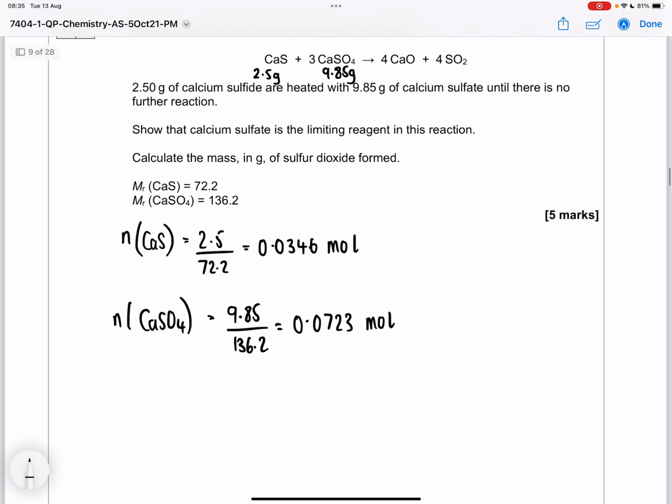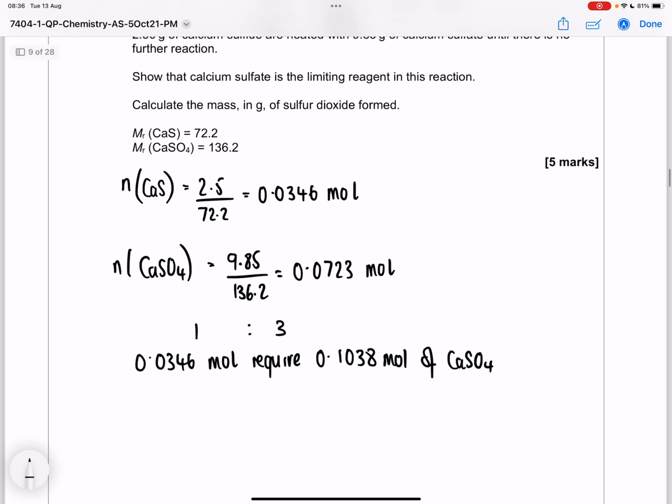Now, the ratio is 1 to 3. So 0.0346 moles, so if we're going in a 1 to 3 ratio, we're going to have to multiply it by 3. So we're going to go 0.0346 times 3. They require 0.1038 moles of CaSO4.